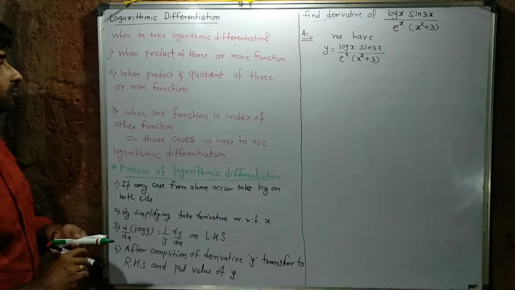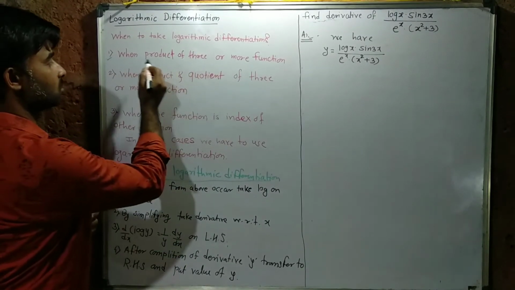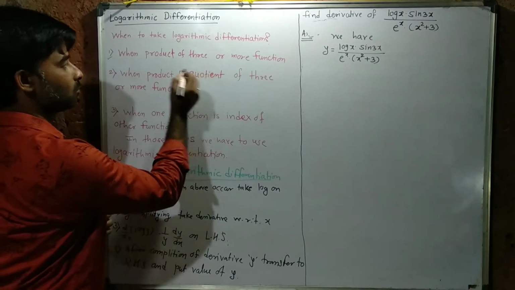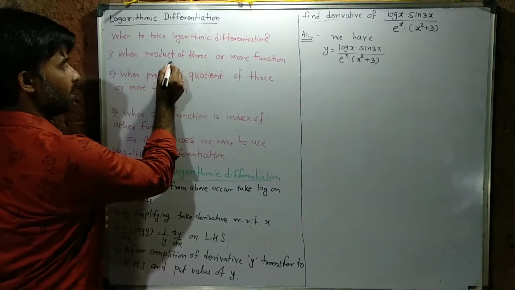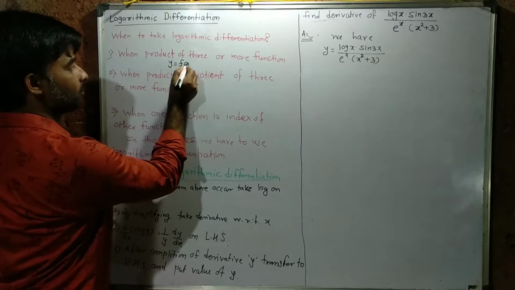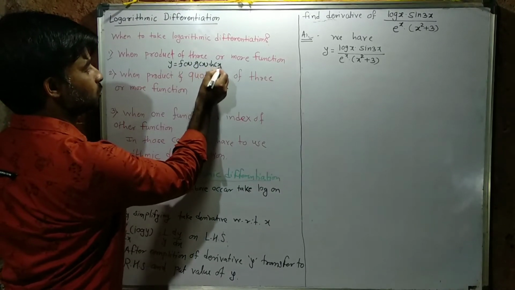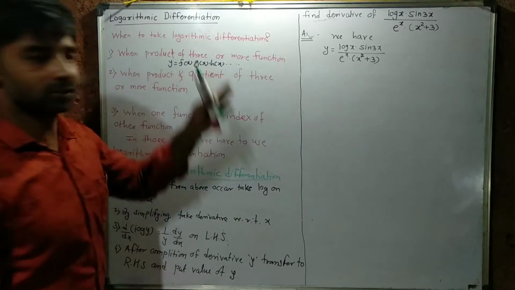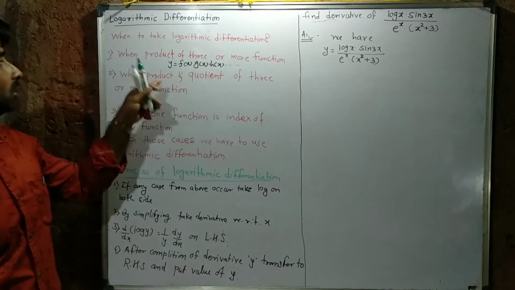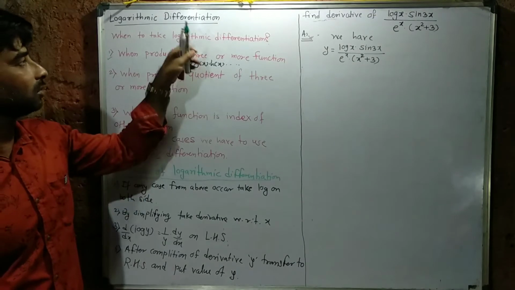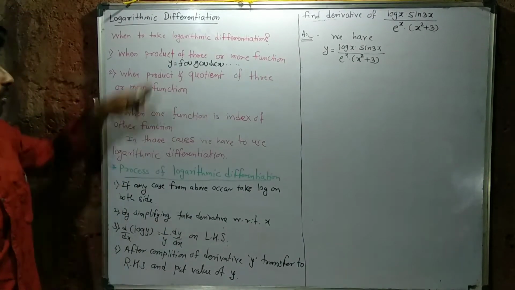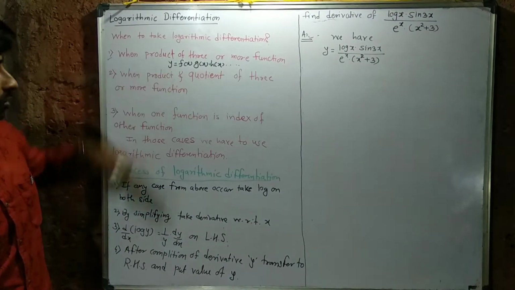What does it mean? First of all, we have to think about the consideration of when product of three or more functions. That means y is a function of f of x into g of x into h of x into and so on. Lot of functions are there. At that time we have to take the logarithmic differentiation for that type of functions.